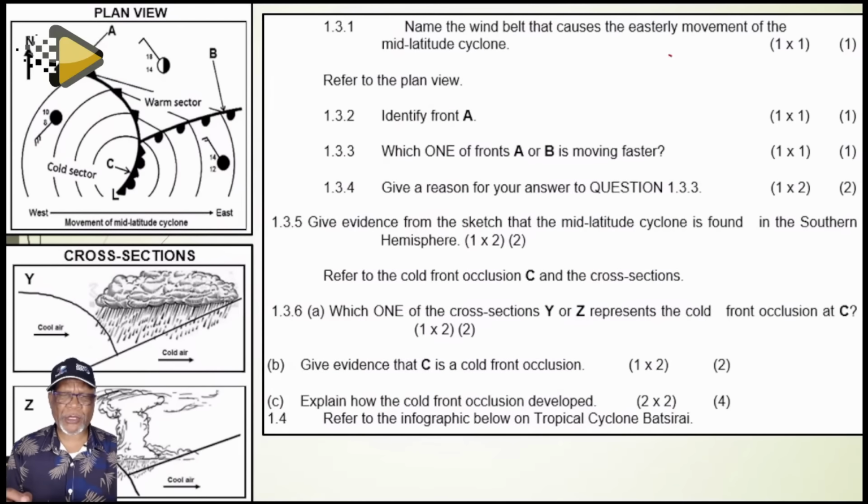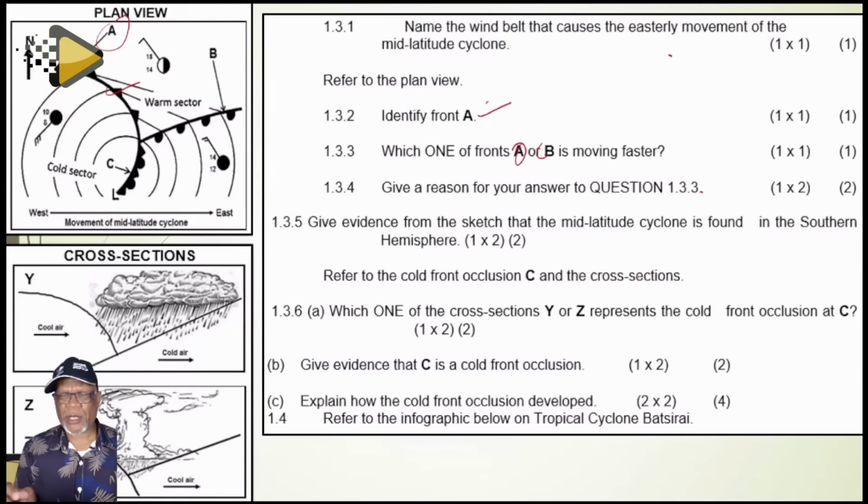And the other quite simple question, they say identify front A. What is front A? This is a cold front, and which one of front A or front B is moving faster? We've already said it is front A, which is moving faster. Why is it moving faster? Because of the steeper gradient, and it's going to end up catching up, and therefore resulting in the stage called occlusion stage.